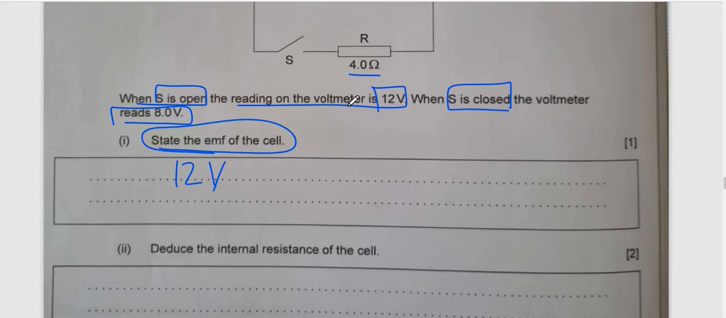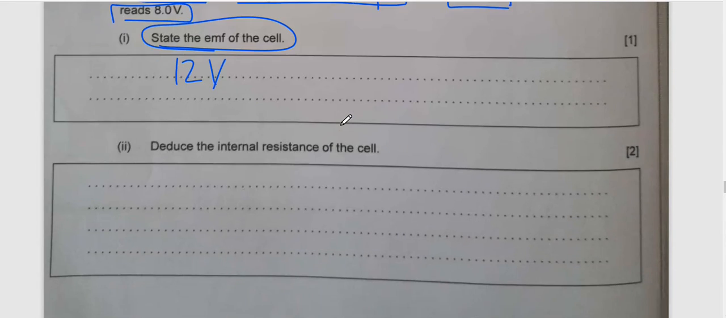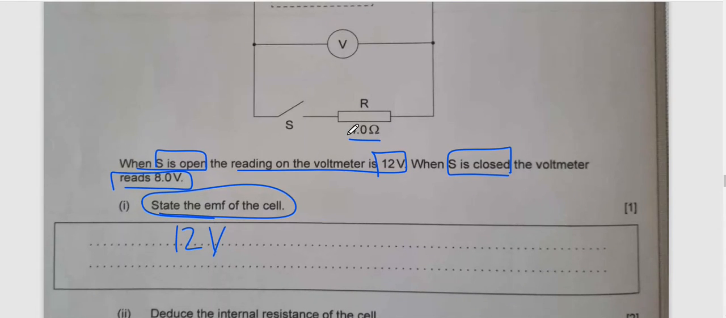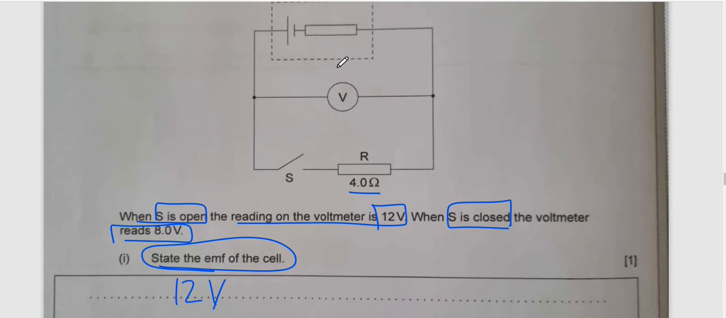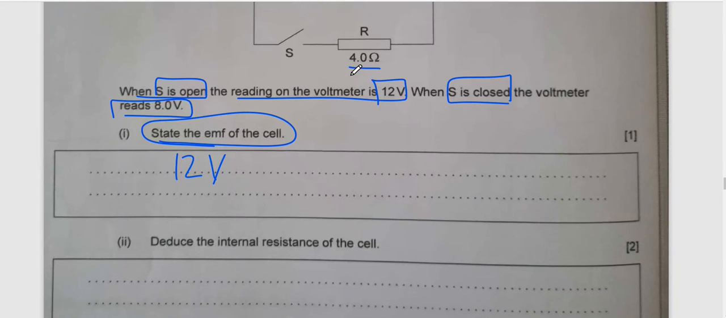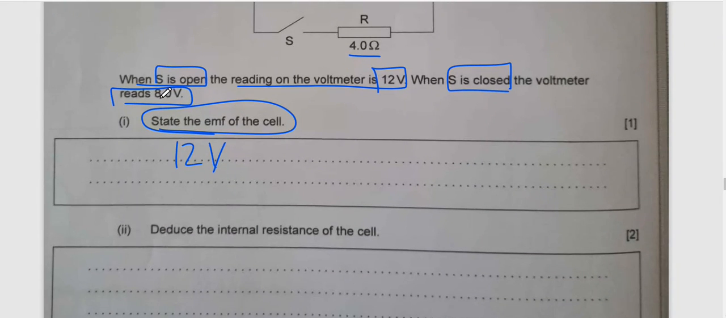Because it will not count the voltage drop in the external resistance R, nor the internal resistance. Once you close the circuit, you will have external resistance and internal resistance in the circuit, so the voltage will drop. The value of the voltage across R will be 8 volts.